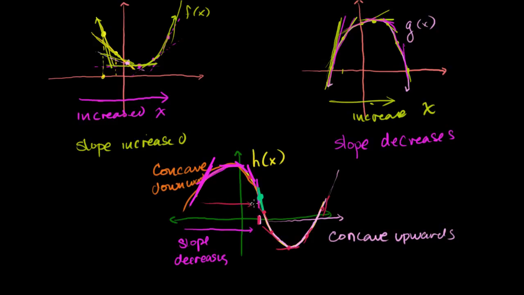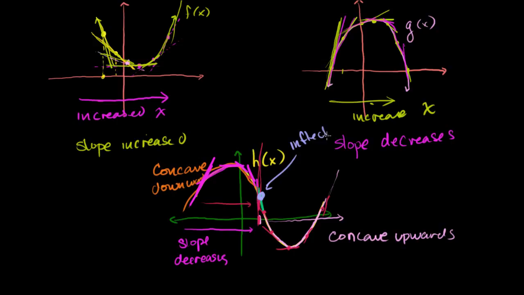Our slope was decreasing up until this point. And then after that point, our slope is increasing. So this point, it seems like we should call it something. And we do call it something. This point right here, where we go from concave downwards to concave upwards, and it would actually be true if it was the other way around, this is called an inflection point.